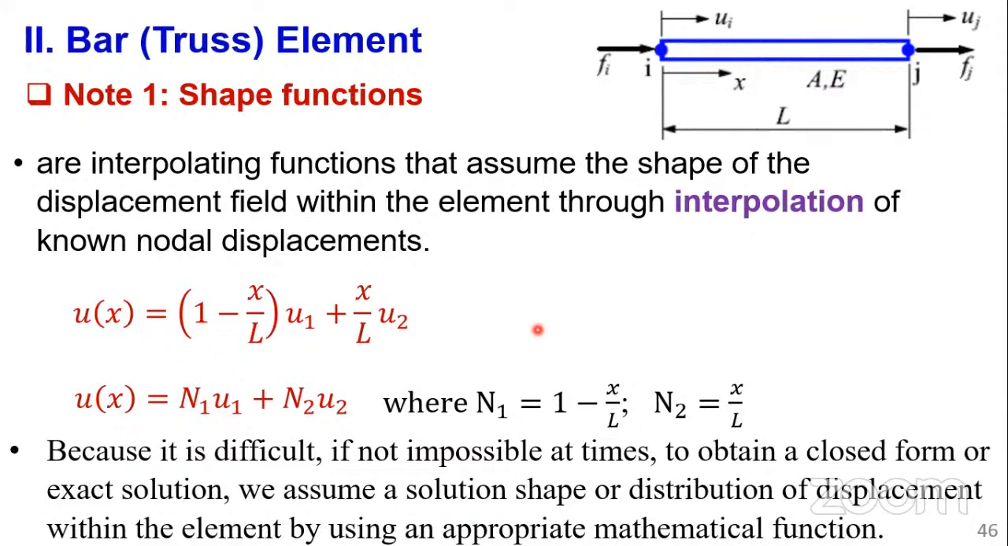So what do we do? We assume a solution shape, or what we are calling the distribution of displacement within the element, using an appropriate mathematical function. And these mathematical functions are in the form of polynomials. You can revisit that in your notes. So if you ask why we need the shape function, why we assume a distribution of displacement function: if we assume linear, and we know the exact solution is only at the node, using this assumption we can interpolate for any other value in between. But the value that we get in between is an approximation.